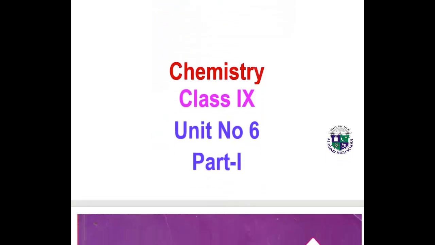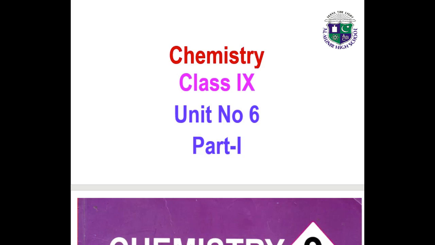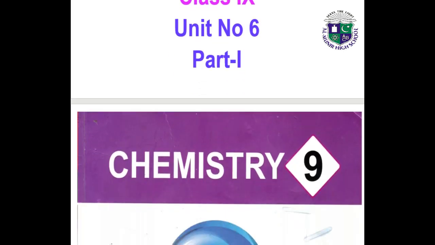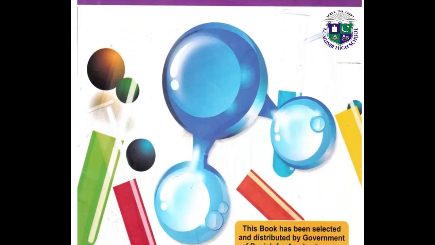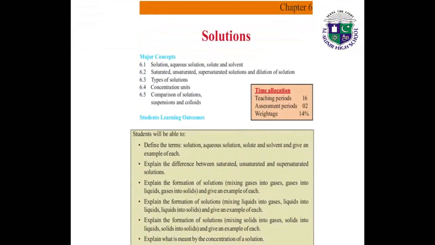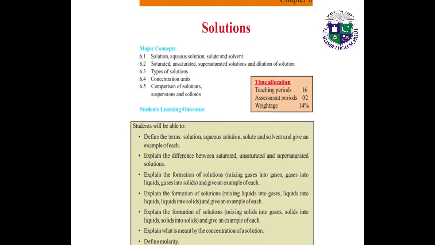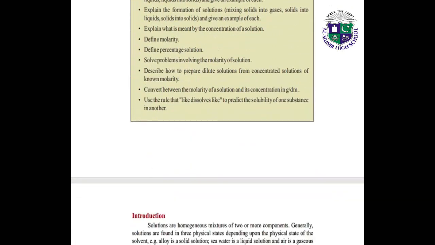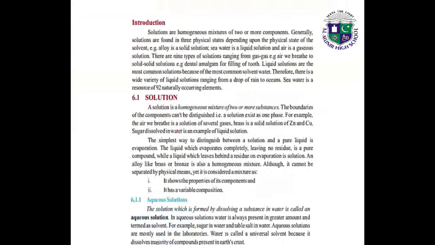Class 9. This is your chemistry lecture. Unit number is 6. This is the title page of your chemistry book for class 9. Today our topic is about the solutions. First of all, look at the introduction.